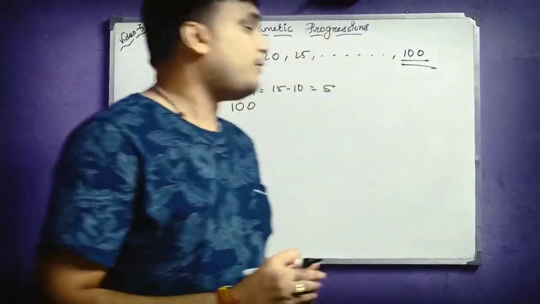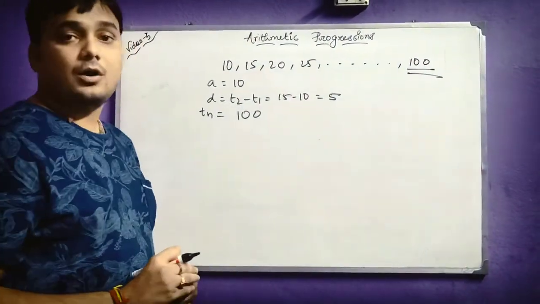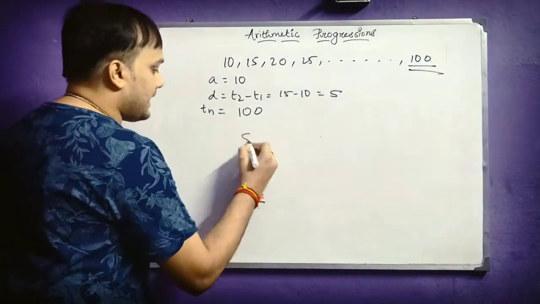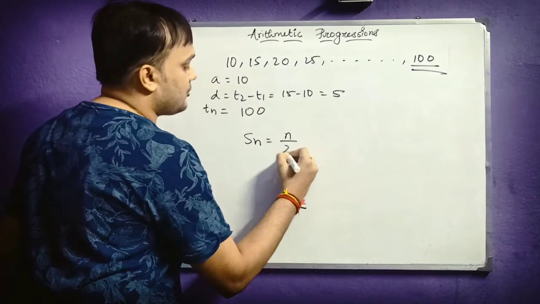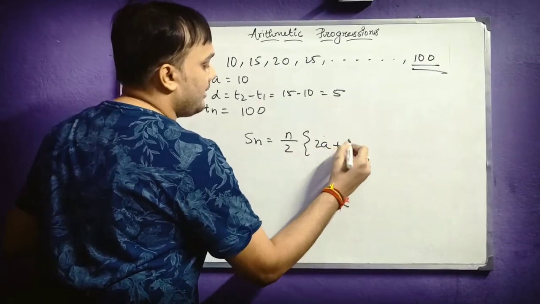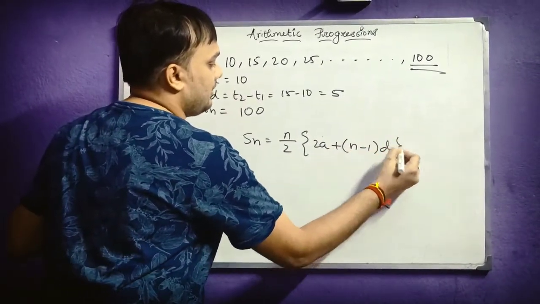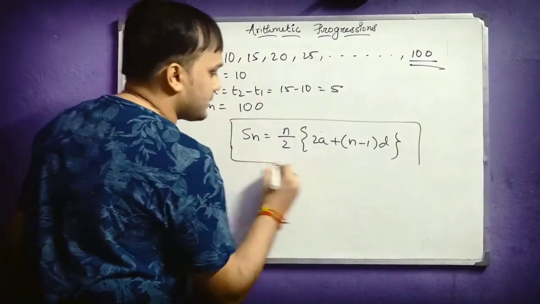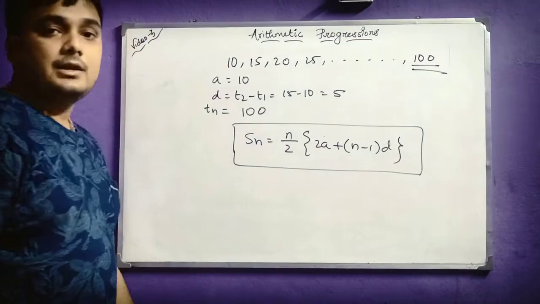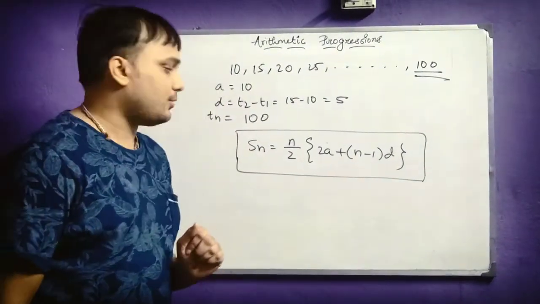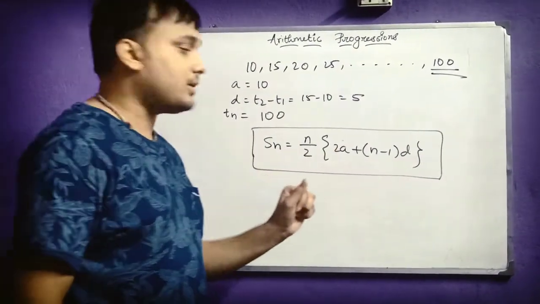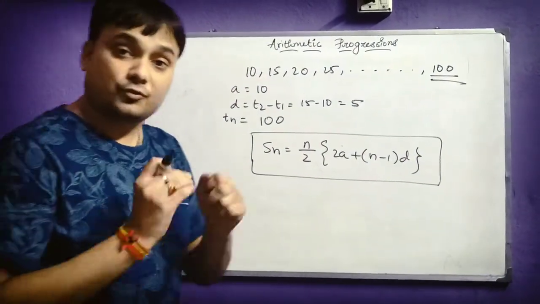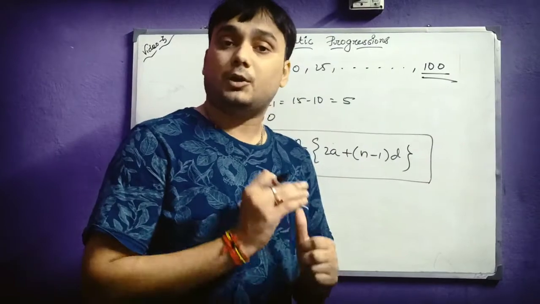So for getting the sum of any AP, we have a very special formula, which is Sn equals n by 2 into (2a plus (n minus 1) into d). This formula can be used for finding the sum of n terms. As you all know, a is the first term, d is the common difference, and n is the total number of terms whose sum you want to find.